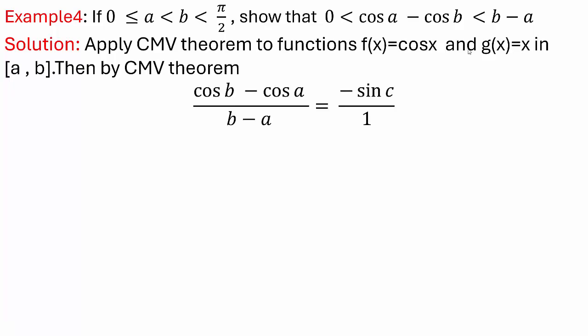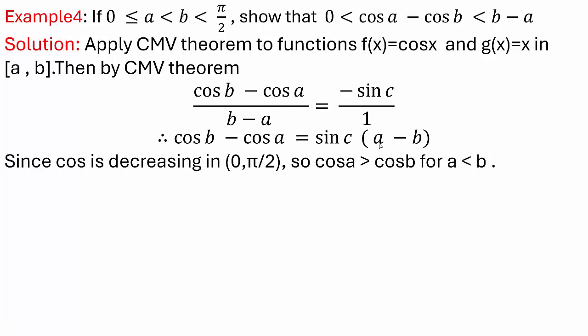Then by Cauchy's mean value theorem, we have (cos b minus cos a) divided by (b minus a) equal to the derivative of cos x, which is minus sin c, divided by the derivative of g(x) equal to x, which is 1. Therefore we get (cos b minus cos a) divided by (b minus a) equal to minus sin c by 1. And here we get cos b minus cos a equal to sin c times (a minus b). Since cos is decreasing in 0 to pi by 2, cos a is greater than cos b for a less than b. Therefore, cos a minus cos b is greater than 0.